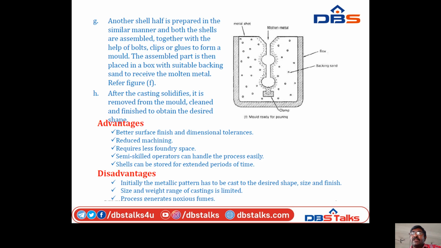Advantages: better surface finish and dimensional tolerance, reduced machining, requires less foundry space, semi-skilled operators can handle the process easily, and shells can be stored for an extended period of time. Disadvantages: initially, the metallic pattern has to be cast to the desired shape, size and finish. Size and weight range of casting is limited.